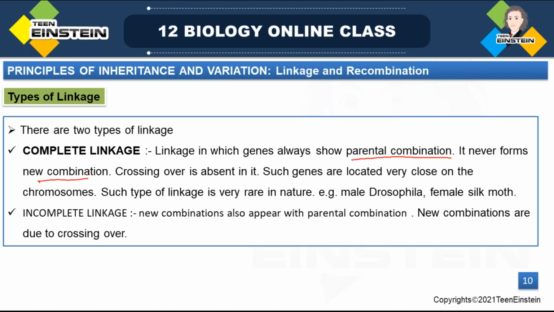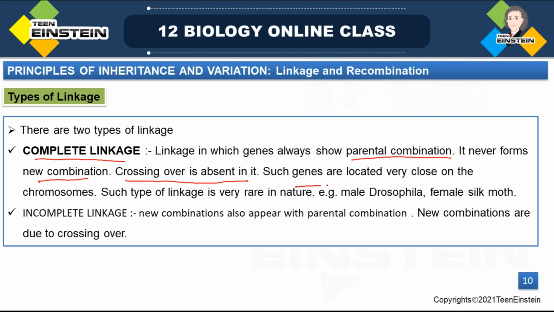Those genes will always be inherited together. So there is no chance for a different combination. That means the linkage distance between those genes is very small. So all those genes get inherited together. So that is called complete linkage. And in such cases, crossing over is absent. These terms you should note down, complete linkage, because when you get a question, they'll mention there is a complete linkage. So you should know what that term means, that the crossing over is absent in it.